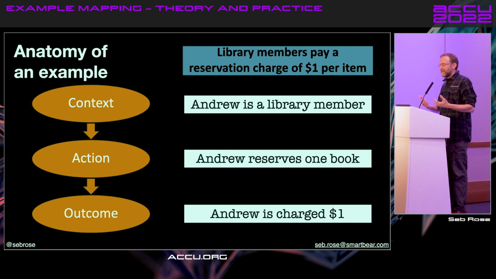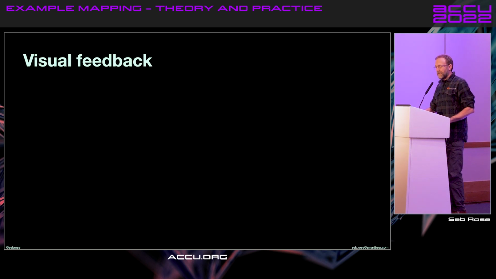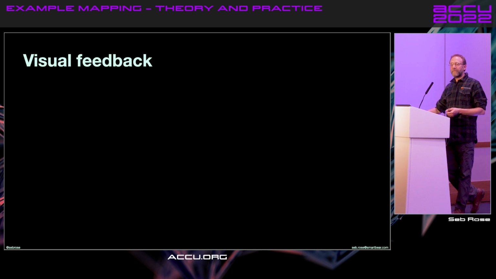This structure is extremely valuable. We get to a point now where we have created an example, we've captured it in business language, and if you attended my session yesterday, you'll see the mapping here from discovery through to formulation into the Gherkin language. And from here, we can automate it using tools like Cucumber. However, I don't want to talk about that. What I do want to talk about is the visual feedback that example mapping gives you.